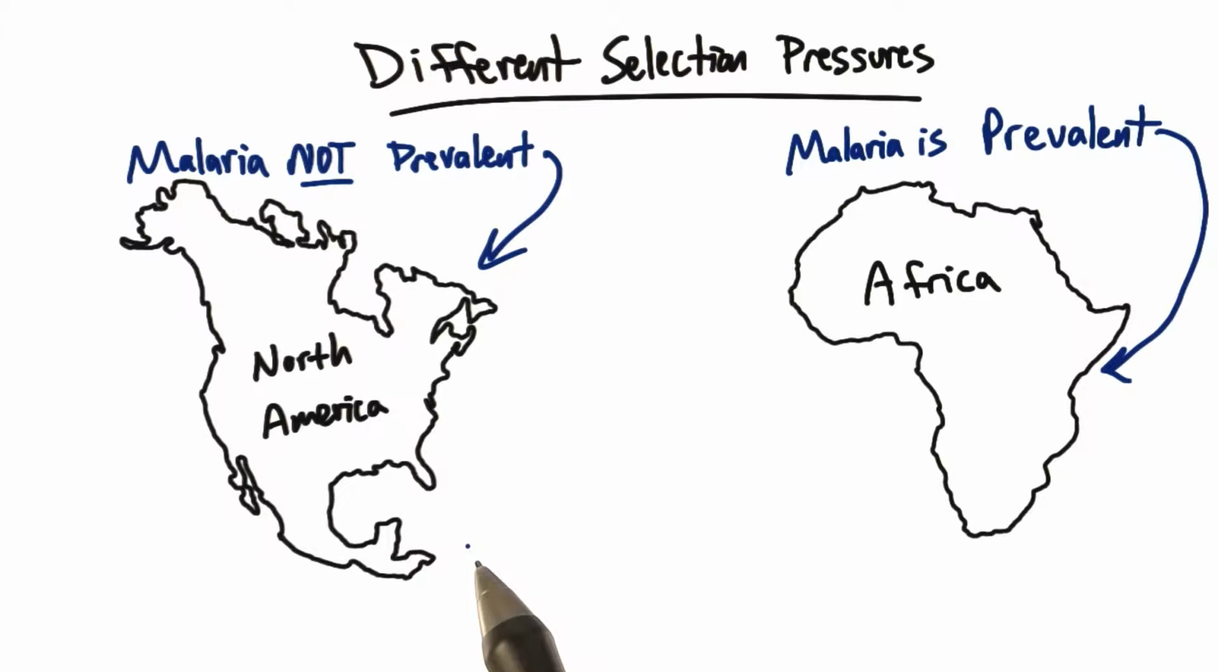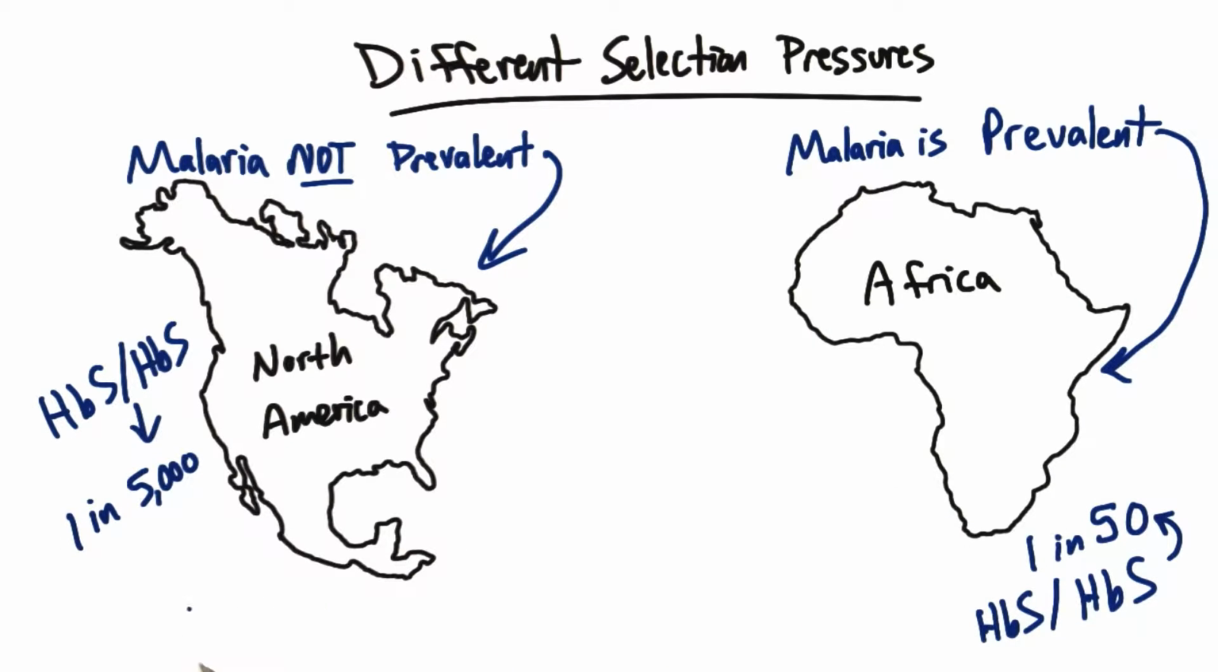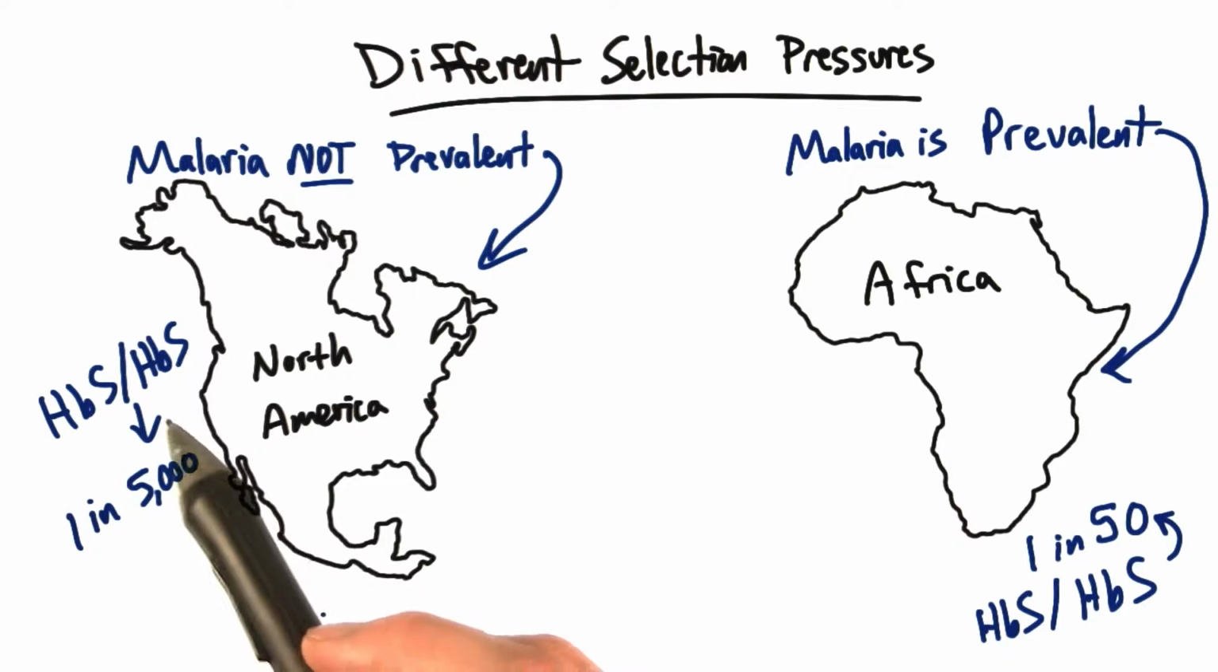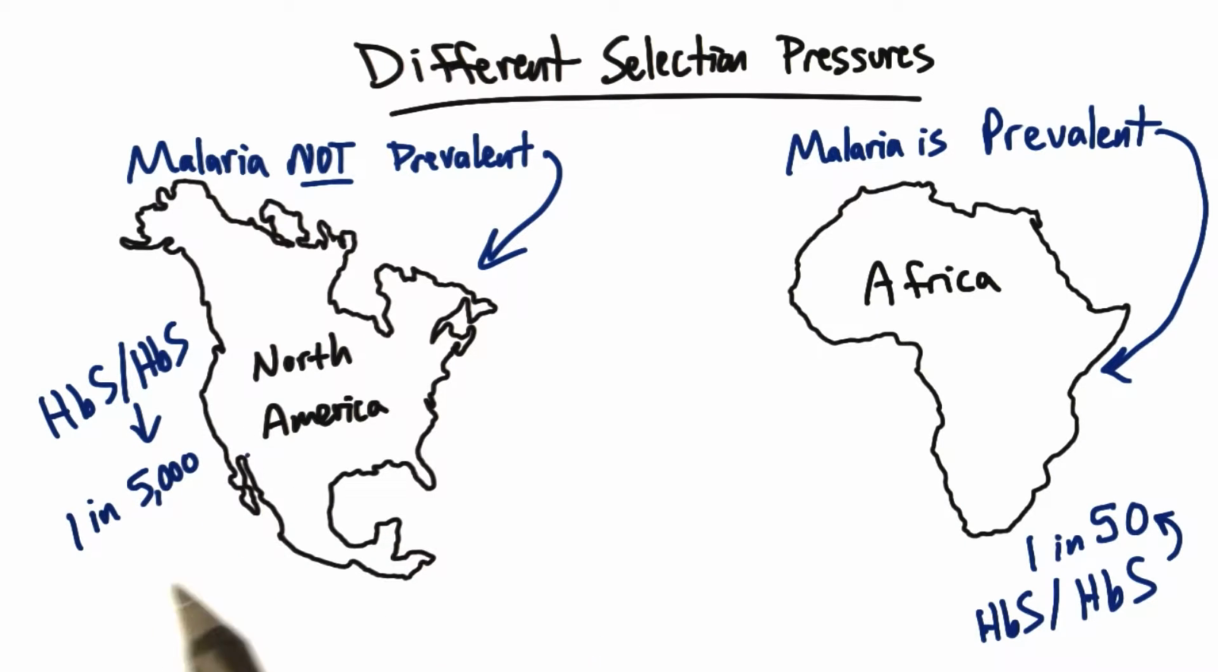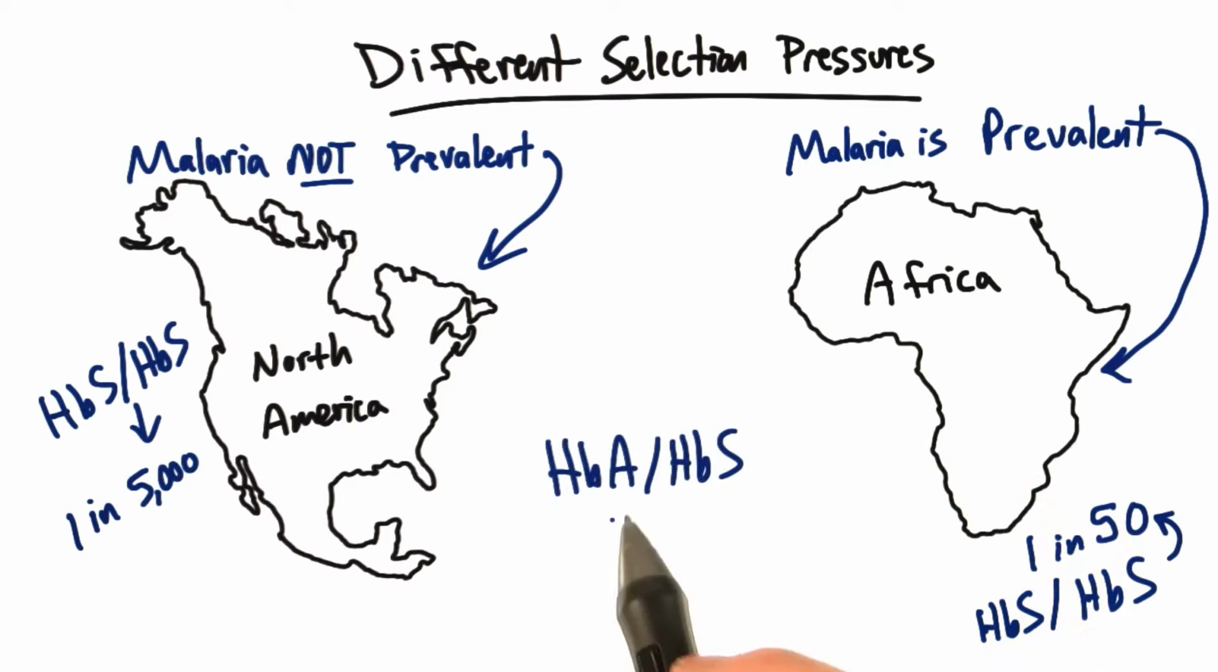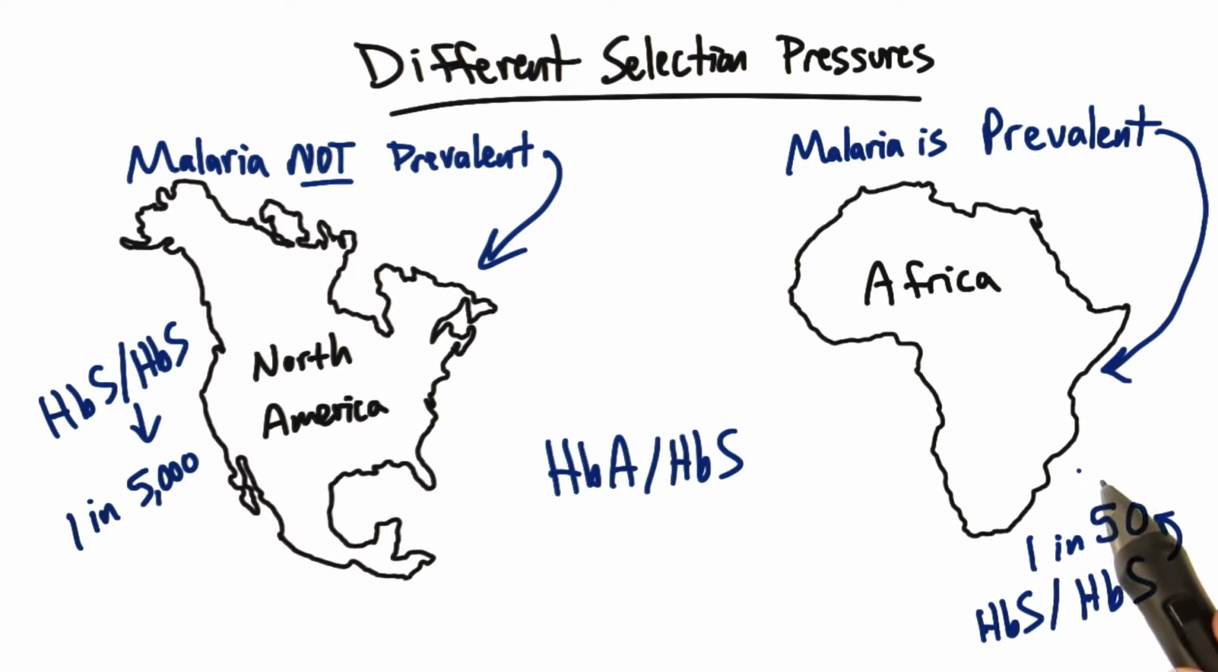lower frequency. You recall from just a couple of exercises back that the homozygous sickle cell allele condition only happens about 1 in 5,000 people in North America, in the United States, whereas roughly 1 in 50 in certain parts of sub-Saharan Africa are affected by sickle cell anemia. This has everything to do with the heterozygote having an advantage in malaria-stricken Africa.